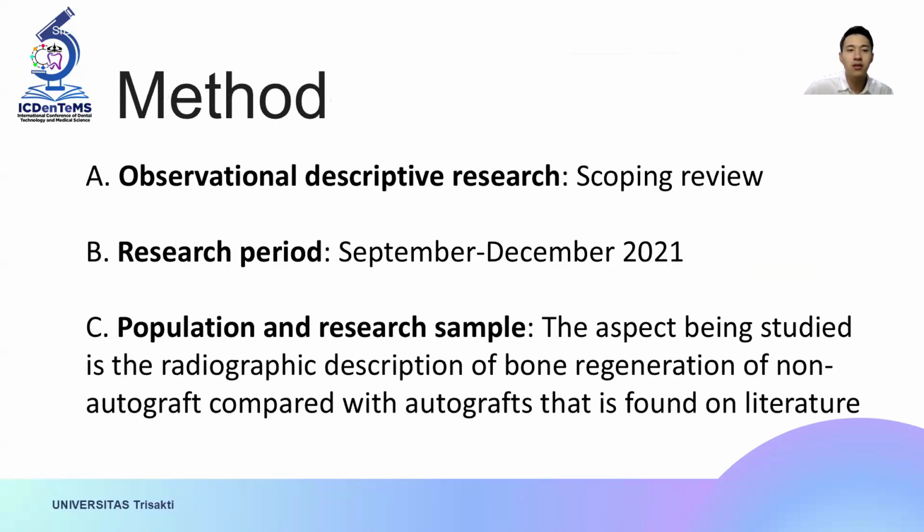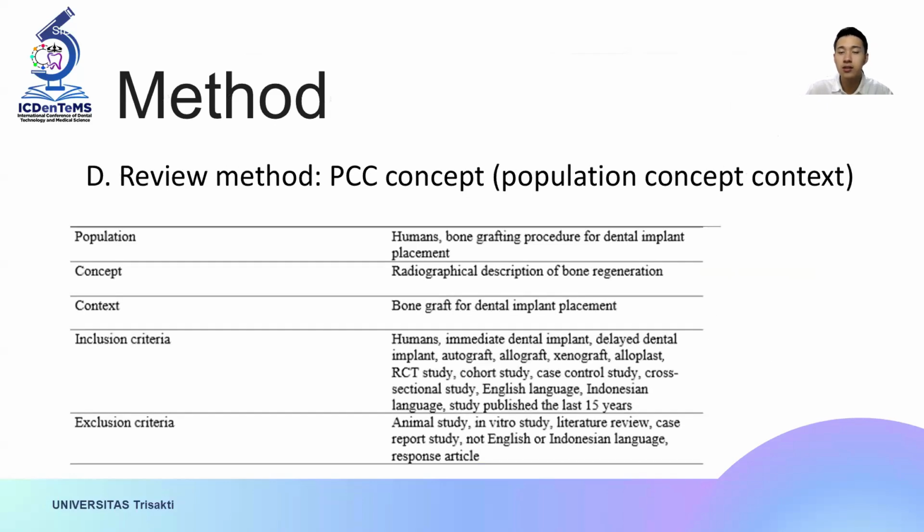So the method is a scoping review, and the research period is from September to December of 2021. For the population and research sample, the aspect being studied is the radiographic description of bone regeneration of non-autograft compared with autografts that is found in the literature. And the review method is the PCC concept, or the population, concept, and context.